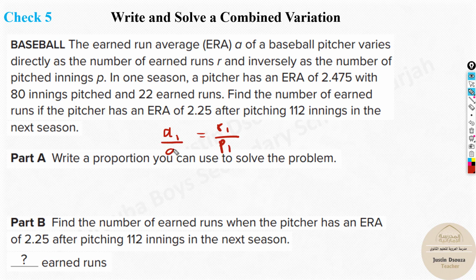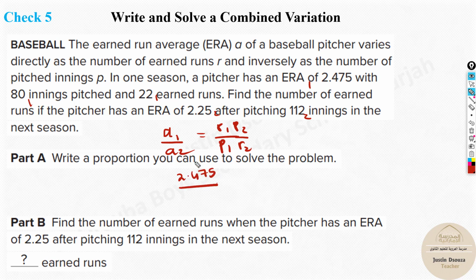Now only this is required. Then you know what the other thing is? A2, over here it will be P2, R2. Now let's see what is given. In one season, a pitcher has an ERA of 2.475. So let's take it as A1, with pitches how much? 80 innings, P1. All the other things are 2. So let's substitute the first ones.